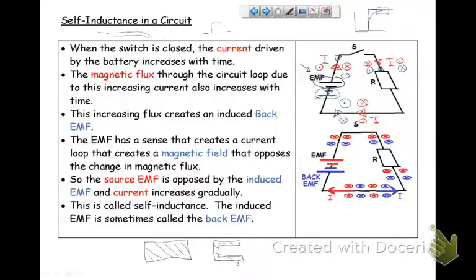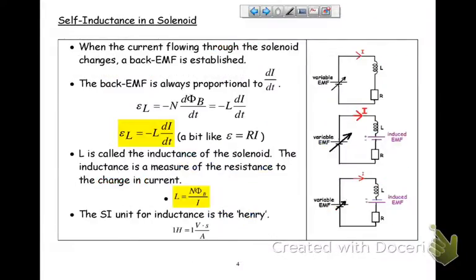This diagram below is basically just a formal, better diagram of the one I did above. Okay, so self-inductance it's called. When a current flowing through a solenoid changes, a back EMF is established because it's fighting you. The back EMF is always proportional to di by dt, the rate of change of current. The EMF caused by inductance is equal to minus the number of turns in a coil, d phi B by dt, which equals minus L di by dt.